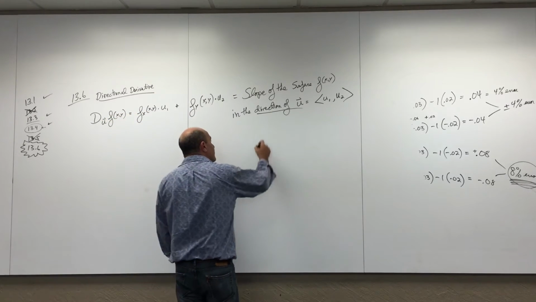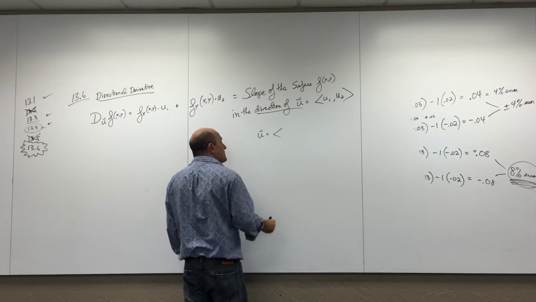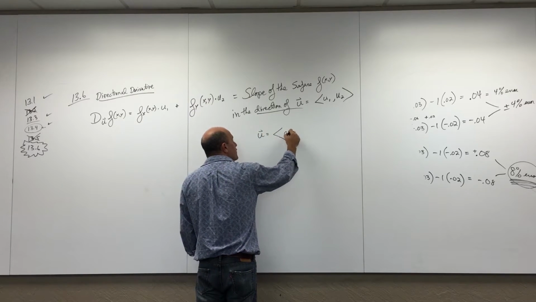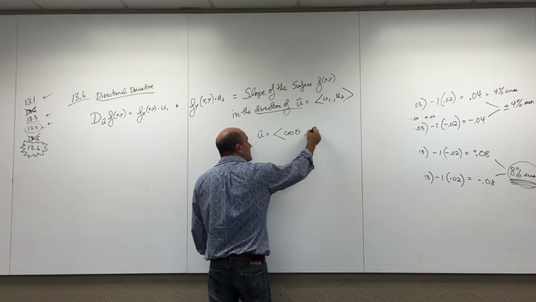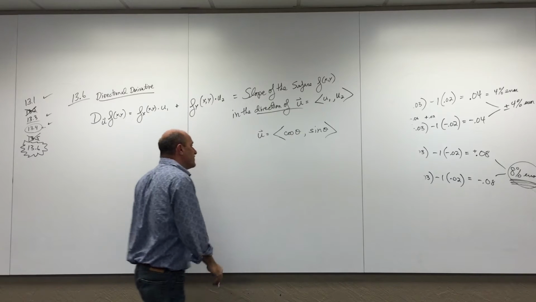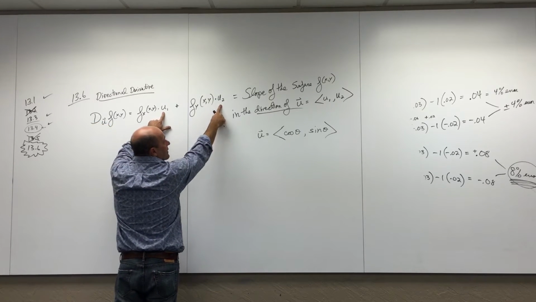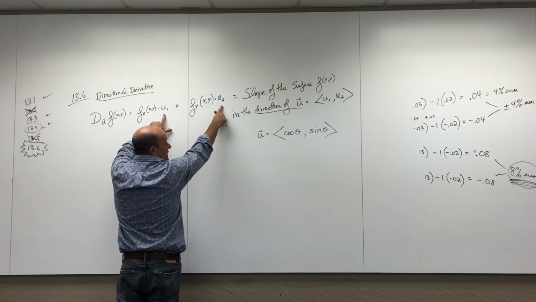If you're given an angle, then this unit vector looks a little different sometimes. If you're given an angle, cosine theta, sine theta is your unit vector. And so I've seen this formula written differently. I've seen them put cos theta and sine theta right here, which is what they are if you have an angle.